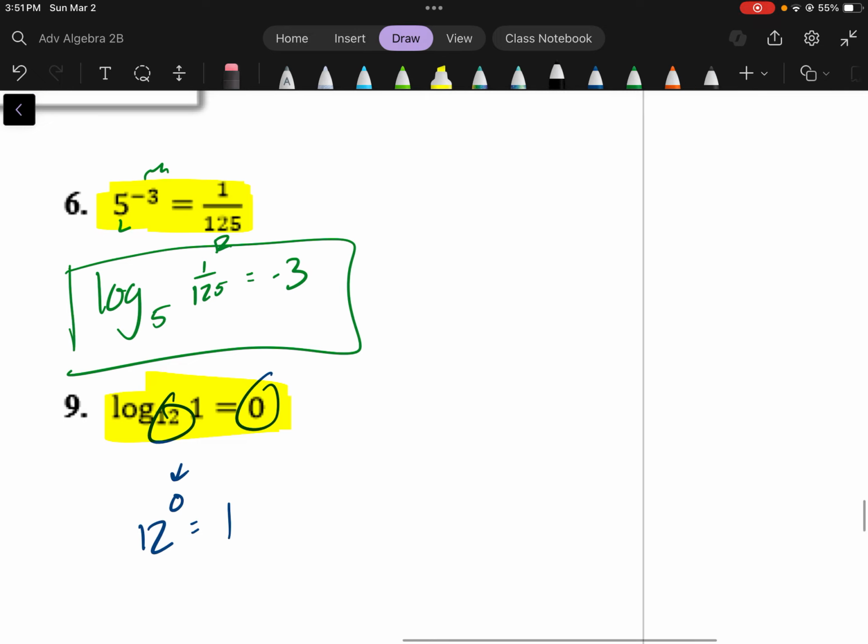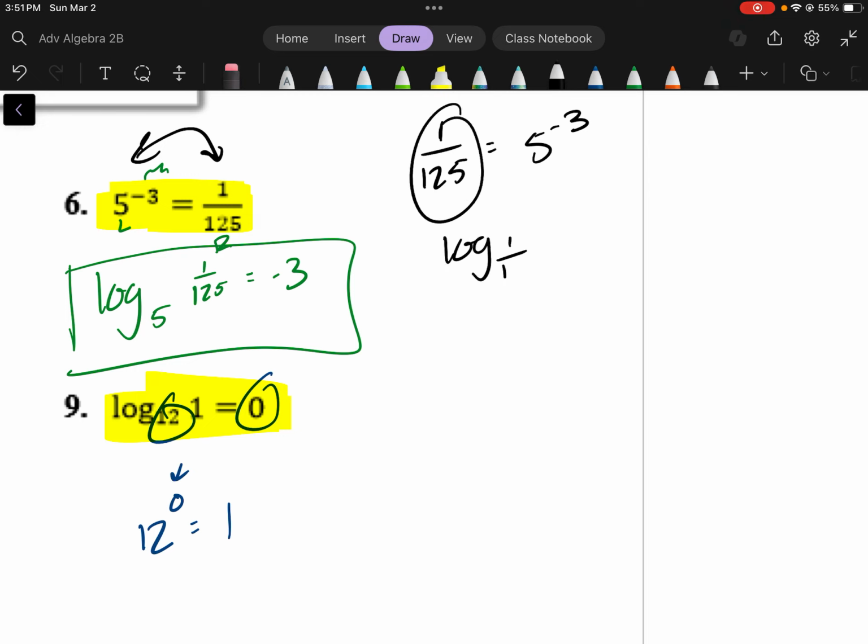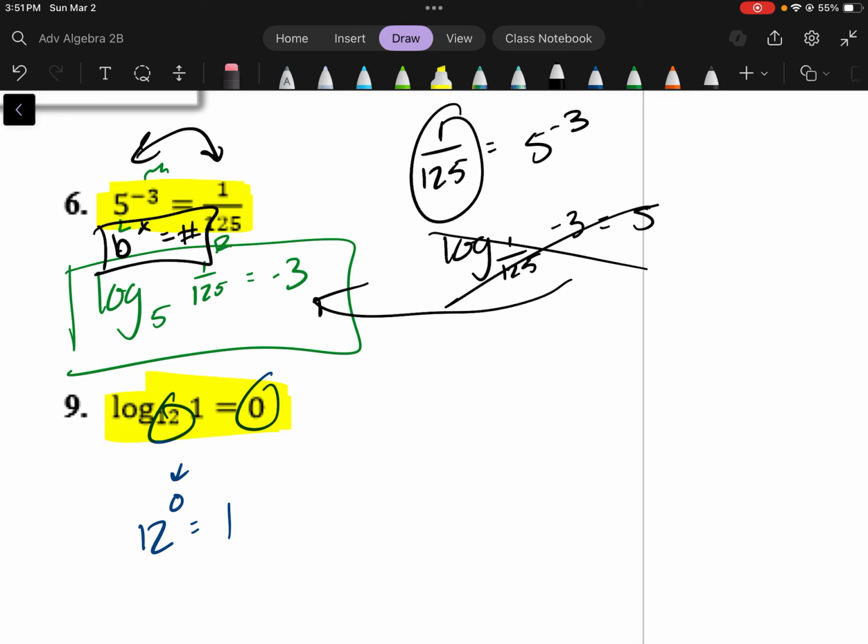So let me give you an example of one that wouldn't work. If I flip-flopped these and I did 1 over 125 equals 5 to the -3, you cannot do left, right, middle for this. Because then I would say log of 1 over 125 of -3 equals 5. Our pieces are not in the same order, so you can't do it that way. So you have to make sure when you're doing left, right, middle that the base to the power is equal to the number, and it has to match that format.